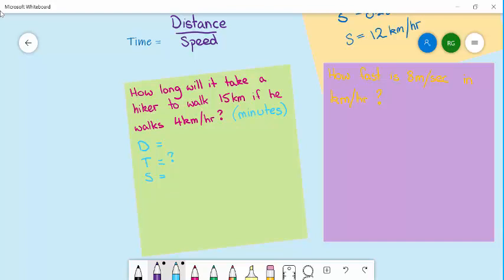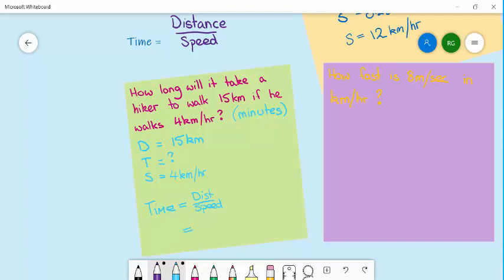So the distance is 15 kilometers. The time is unknown. And the speed is 4 kilometers per hour. We need to put this into our formula. So if you look at the top of the screen, you'll see our formula for time. So time is equal to the distance divided by the speed.